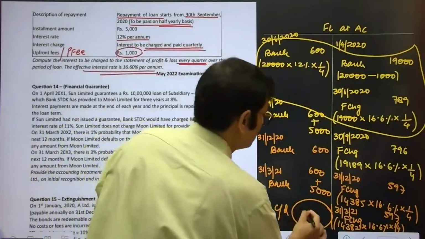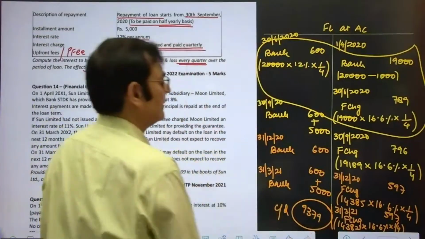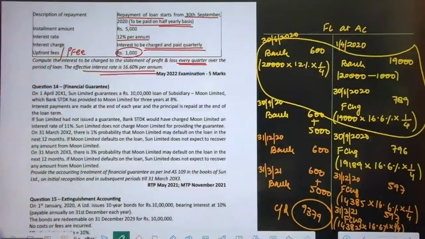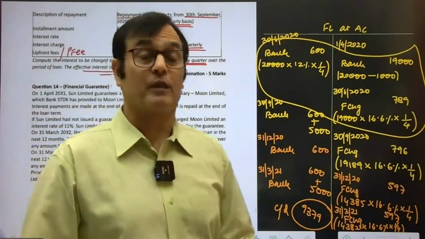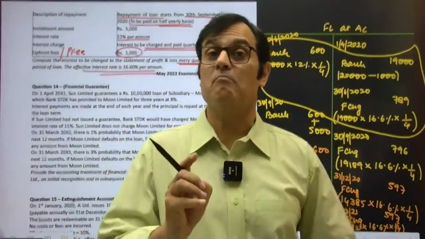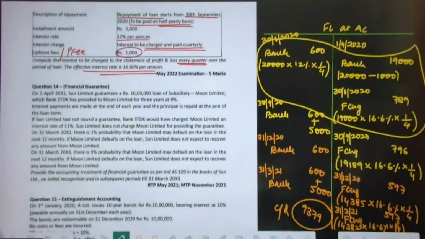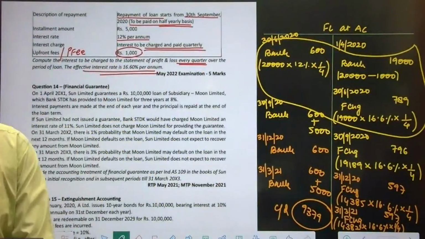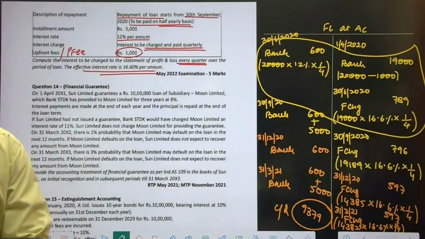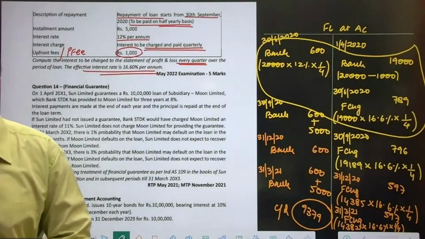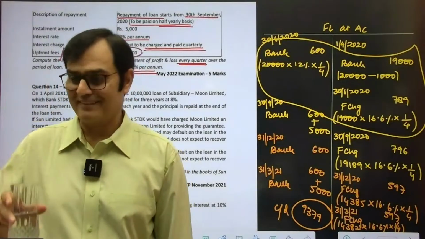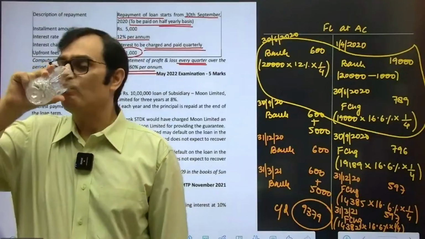This is, I think, coming to 9379 is the balance carried down. Yes, sir. Wow. So I think that takes care of the inputs in terms of how the financial liability is accounted under amortized cost approach. Wow. So this is done. I guess you can easily prepare the ledger account for the second year on similar lines. I think so. Yes, sir. Great.